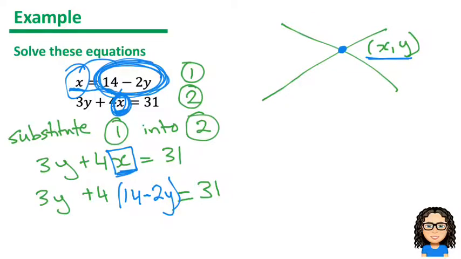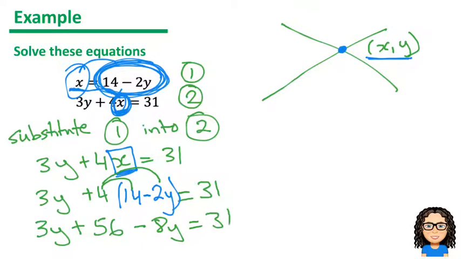Now I can use my normal algebra rules to try and solve this. The next thing I'm going to notice is I've got a bracket, so let me expand out that bracket. So the 3y stays alone, plus now 4 times 14 is 56. And that was 4 times 14, and now I'm going to do 4 times minus 2y, so that's going to give me minus 8y equals 31. So I just expanded the brackets.